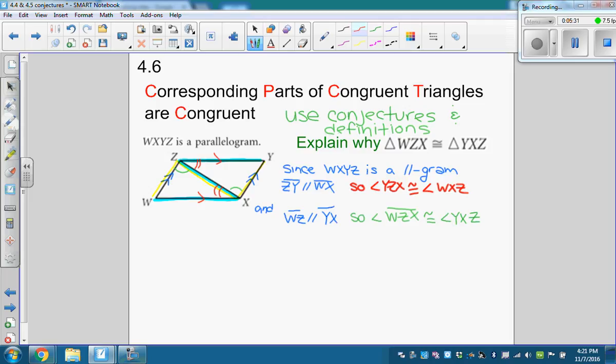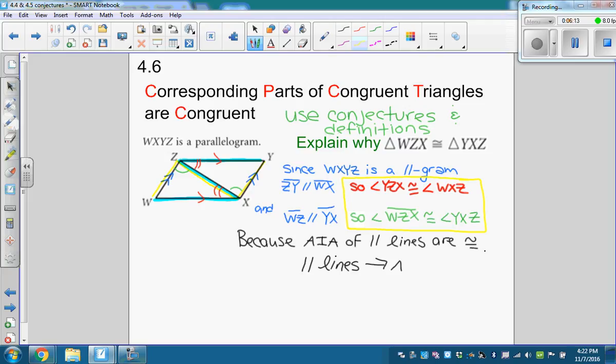And the reason for both of these statements is because alternate interior angles, which I'm going to abbreviate, of parallel lines are congruent. And you might even see me write it like this. Since the lines are parallel, that implies the alternate interior angles are congruent. So kind of a shorthand.